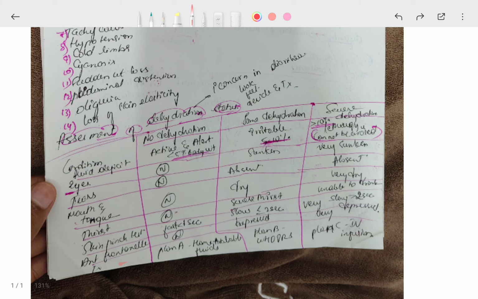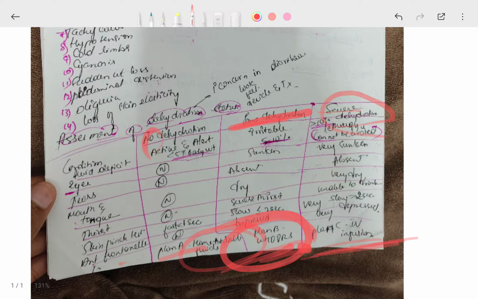Coming for the treatment, for no dehydration you have plan A, where you will be giving home available fluids only. What are the home available fluids, I'll be discussing further. Whereas in case of some dehydration, you will be going with the WHO ORS, which is low osmolar ORS. Whereas in case of severe dehydration, you will be going for direct IV fluids, because there won't be any time for the oral intake and then absorption and all those. So I'll be directly giving the IV fluids.